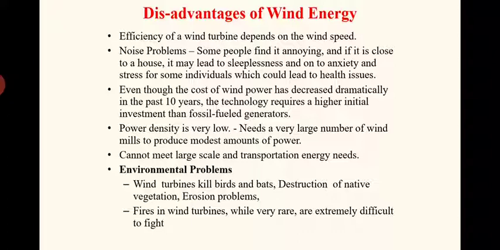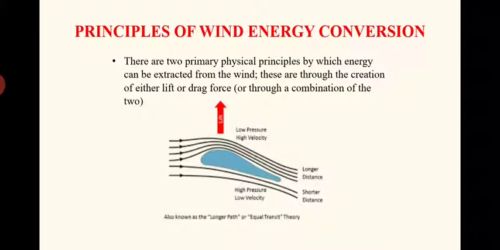Now coming to the environmental problem, of course, wind turbines kill birds and bats. Destruction of native vegetation and erosion problems will also be there with the wind turbines. And fires in wind turbines, while very rare, are extremely difficult to fight. If any short circuit happens, then there can be a possibility of fire in the wind turbines. See, the wind turbines which produce a very large amount of power are massive, very huge in structure. So if any fire or short circuit happens, then it is very difficult to deal with it. Okay, so that is the environmental problem related to wind energy.